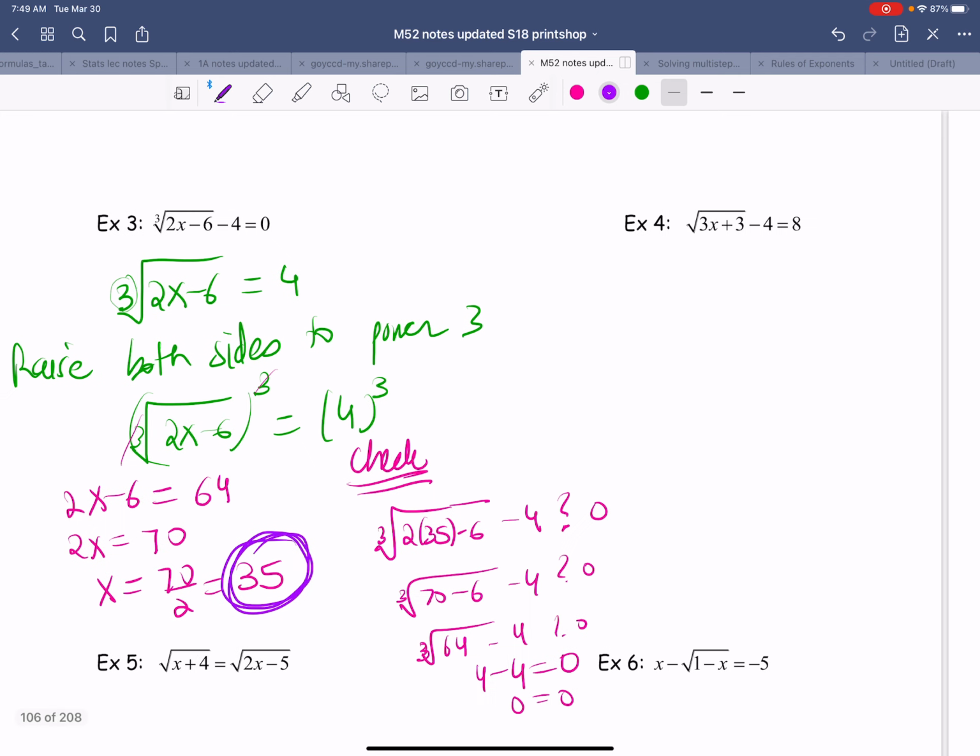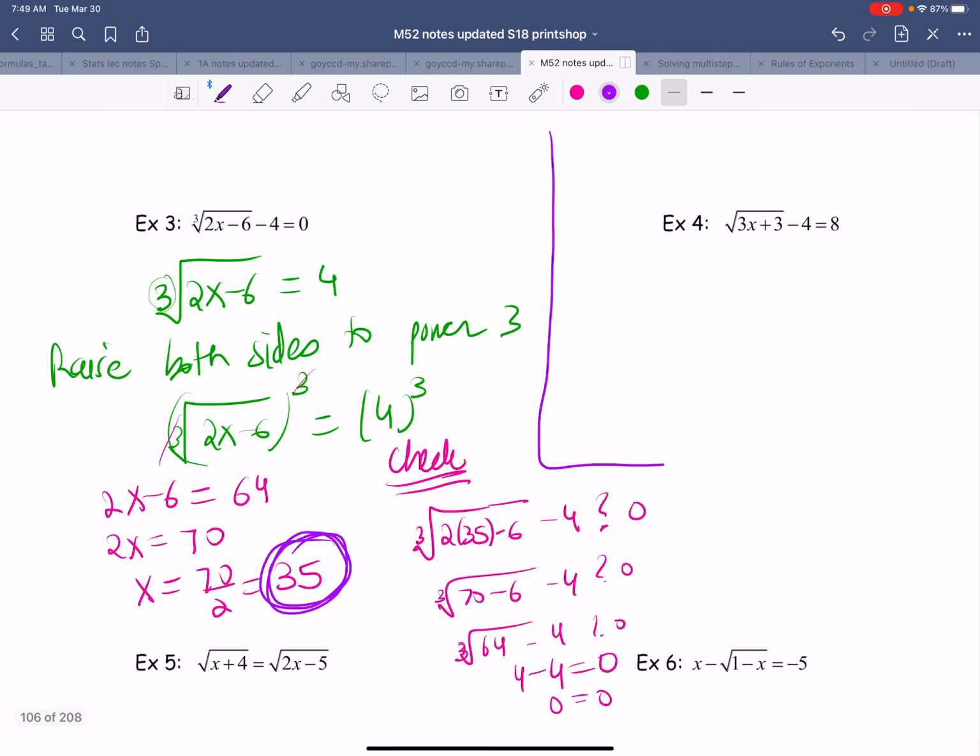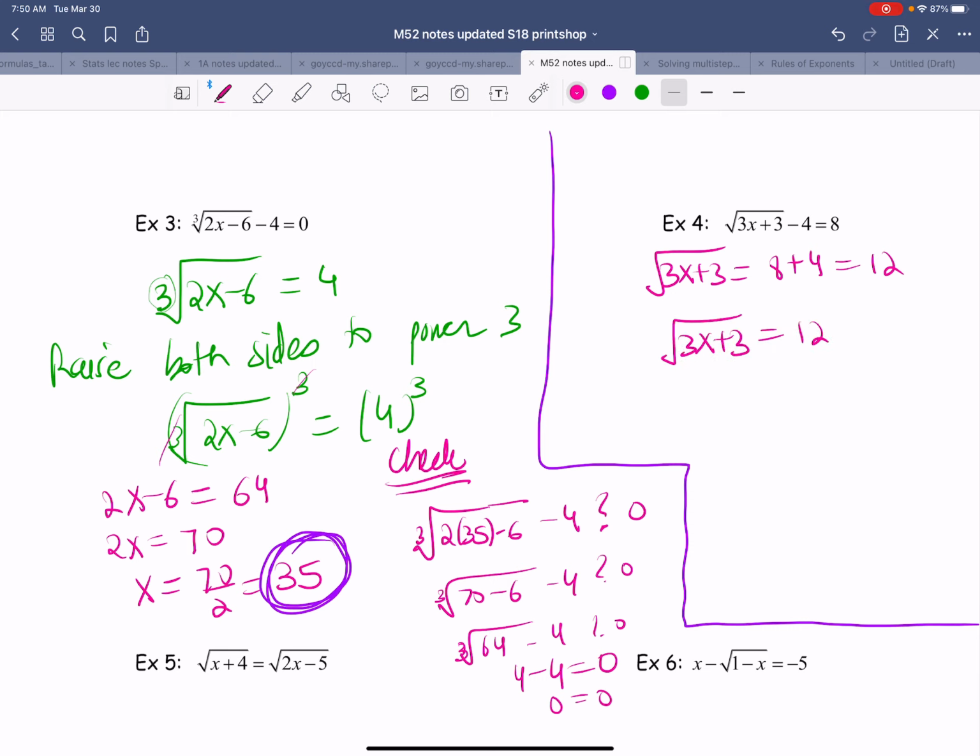Next example, number 4. Again, we are dealing with a square root here. So my first step is to isolate the square root. I'm going to add 4 to both sides, which is 12. So I am left with square root of 3x plus 3 equals 12.